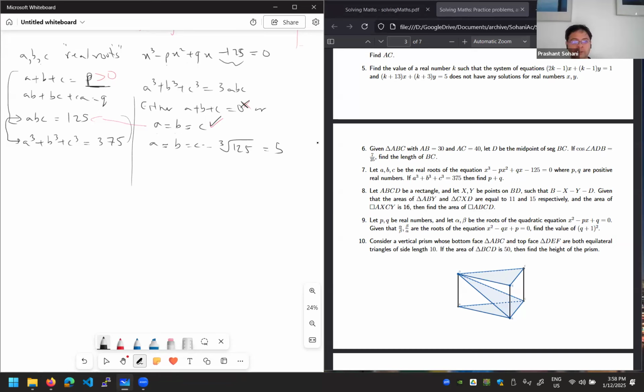Okay. And once you realize this, then the rest you can do. Because now, how much is A plus B plus C? So P, which is the sum of all the three, will be 15, and Q, which is the sum AB plus BC plus CA, will be 25 plus 25 plus 25, so that will be 75. And so the answer we are looking for is 90.